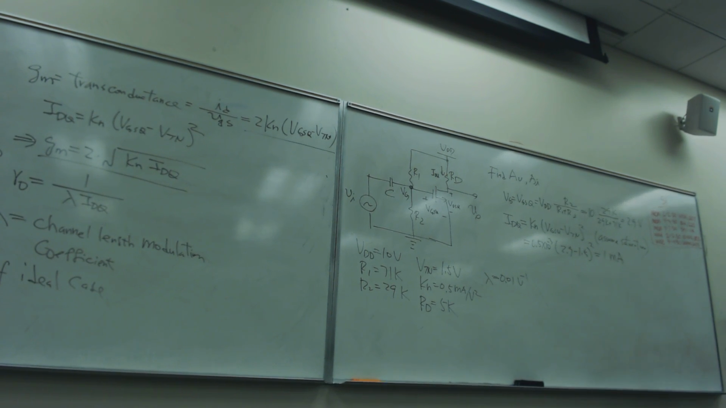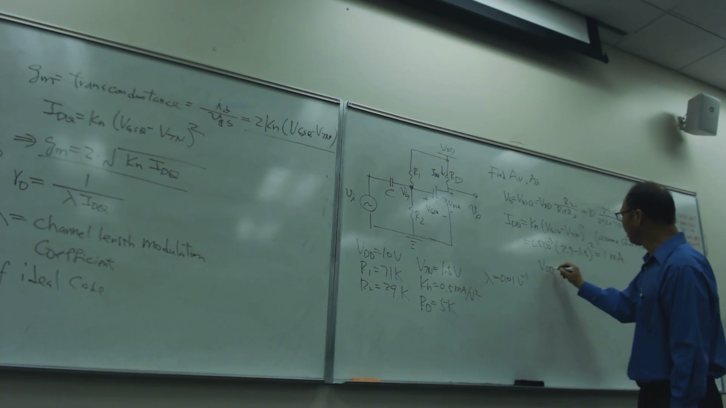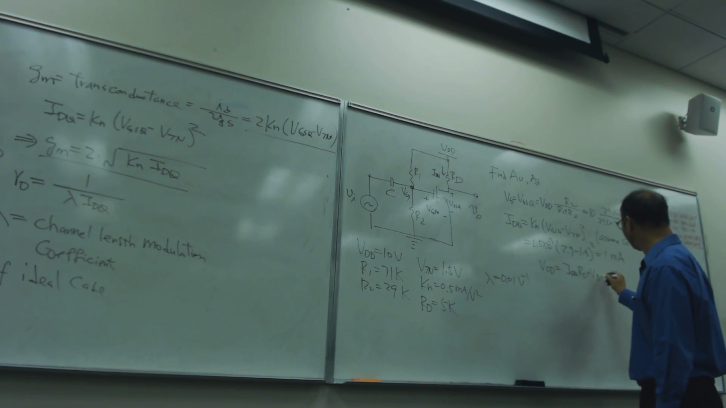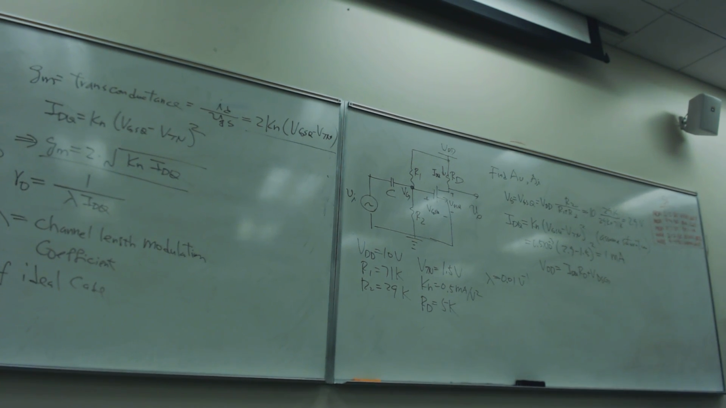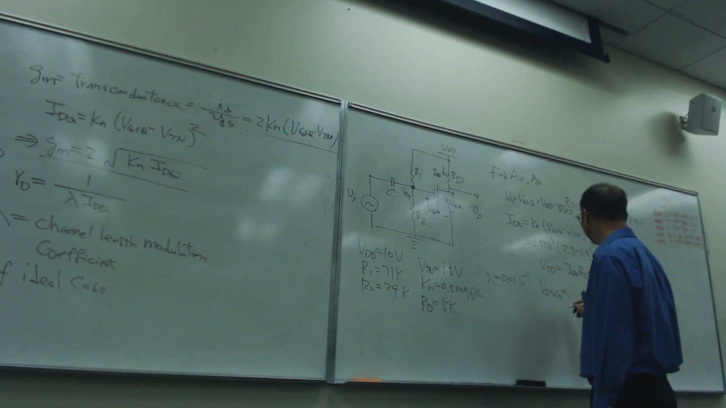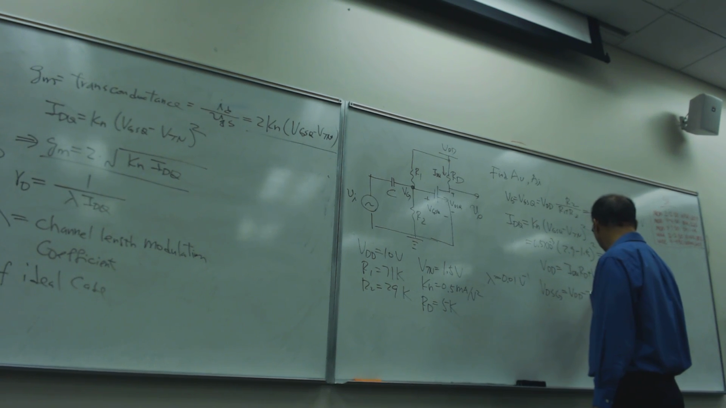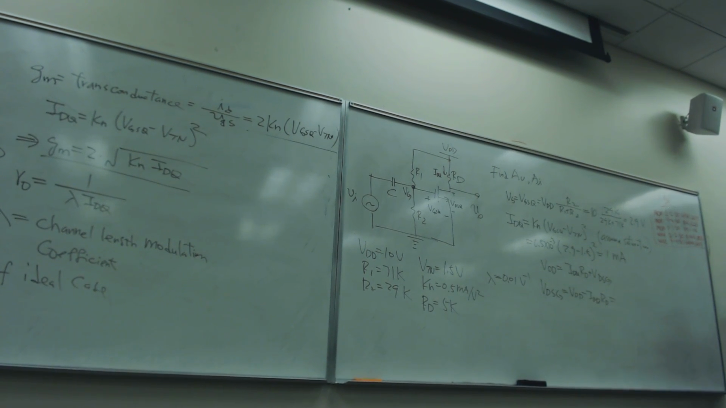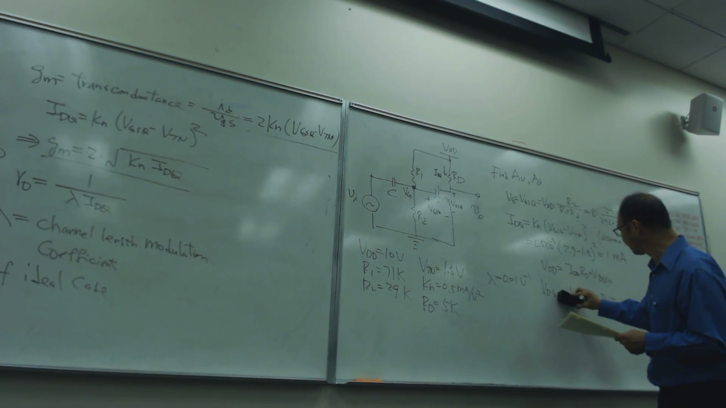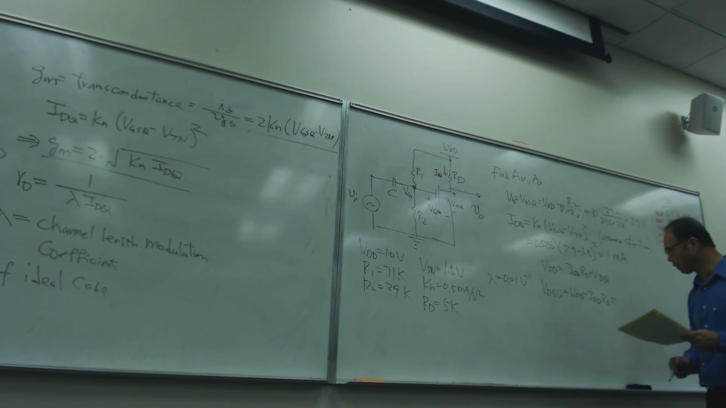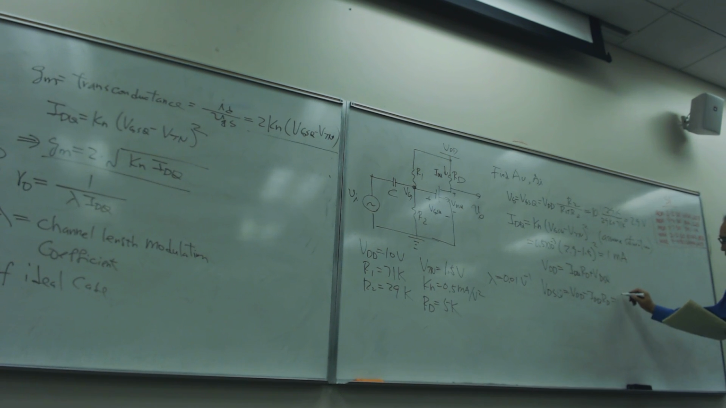Now let's go to the output loop. VDD equals IDQ RD plus VDSQ, right? Therefore, VDSQ equals VDD minus IDQ RD, and all is known. So VDSQ will be equal to 5 volts.